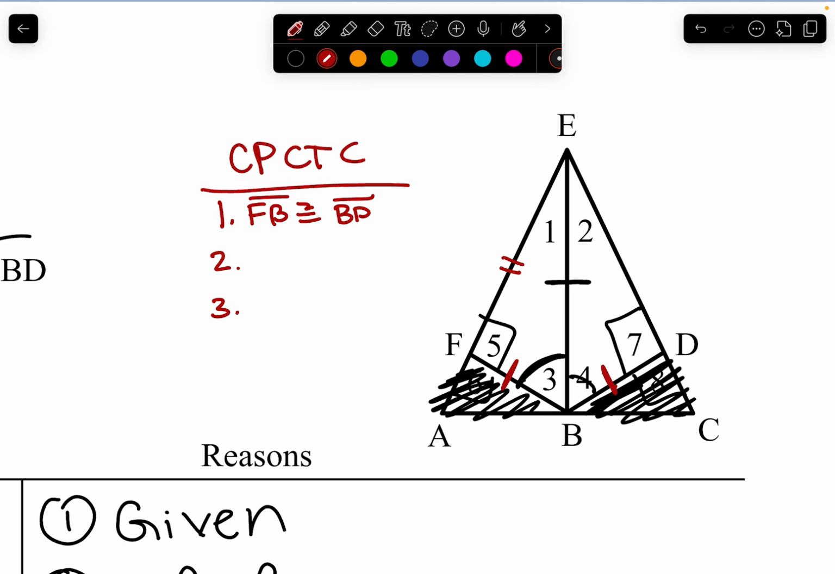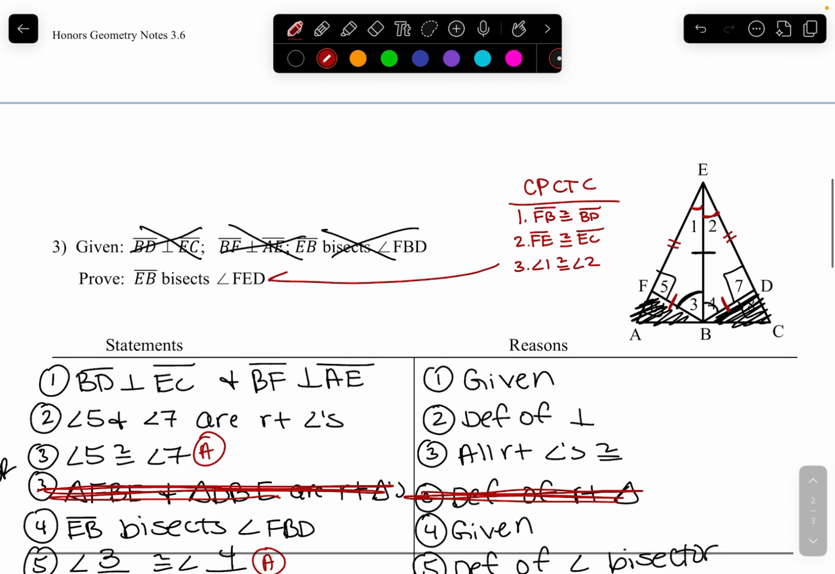I've got FE is congruent to EC, and I've got that angle 1 is going to be congruent to angle 2. Now, notice that none of those are that, okay? But what I need is one of those CPCTC pieces of information to help me prove that EB bisects angle FED. So if EB were to bisect angle FED, then that would mean that angle 1 and angle 2 are congruent.